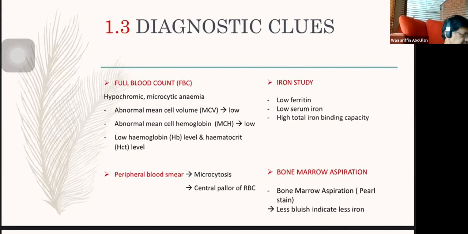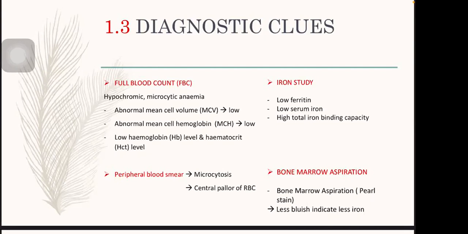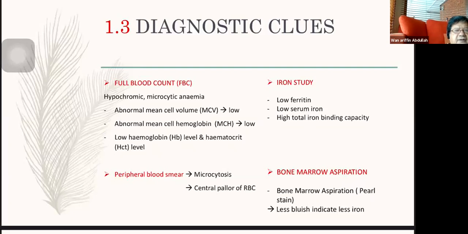Okay. All right, Prof. Continue with the peripheral blood smear. It will show the microcytosis, which is the size of the red blood cell smaller, and the red blood cell has more central pallor. I'll show the picture in the next slide.